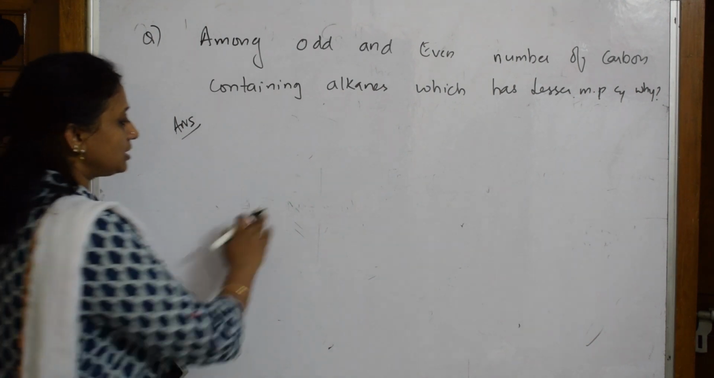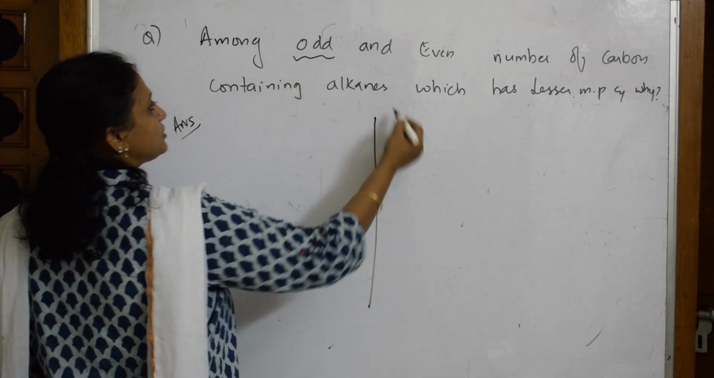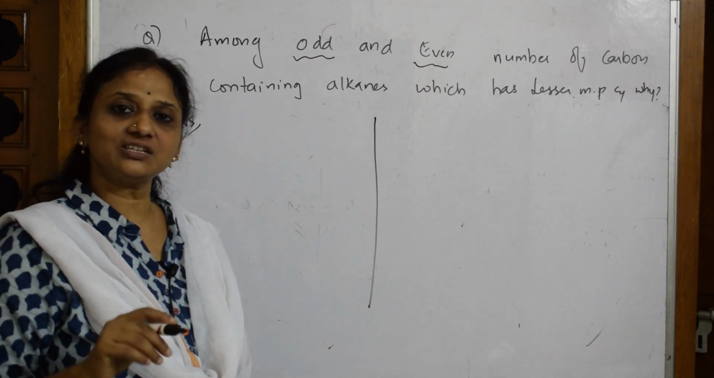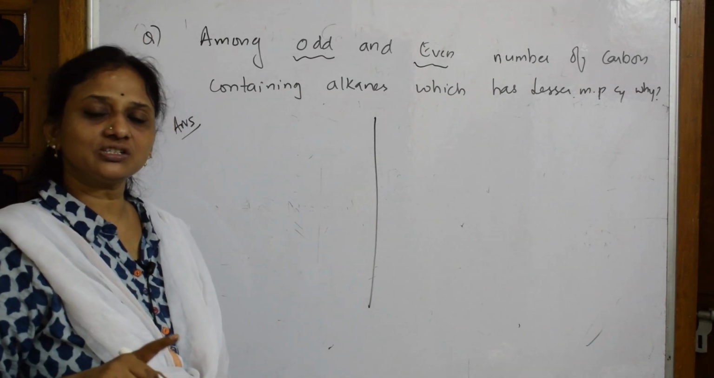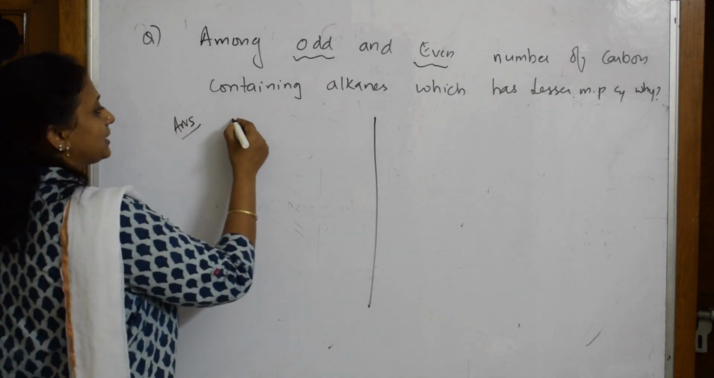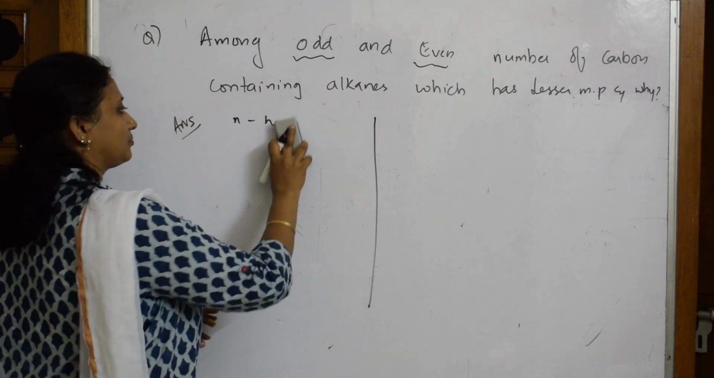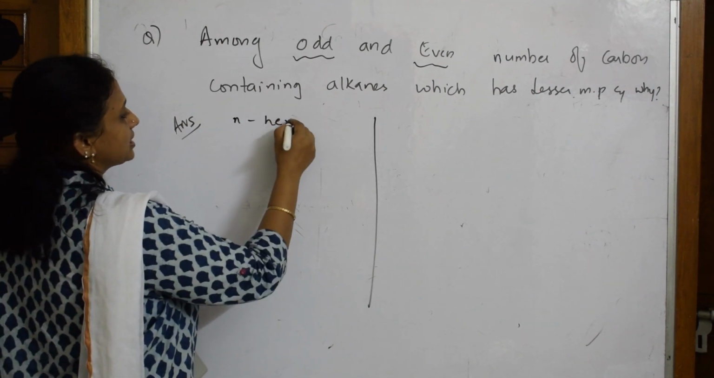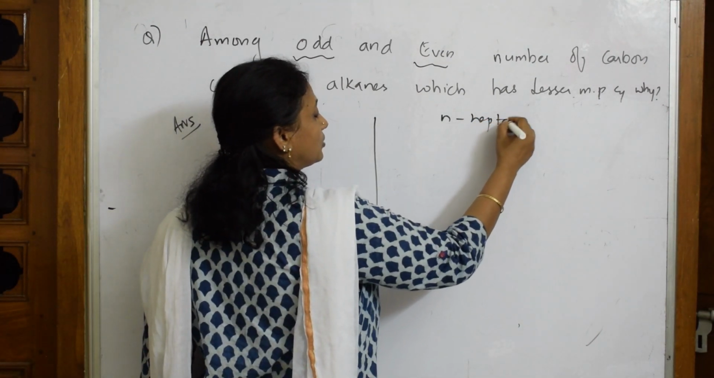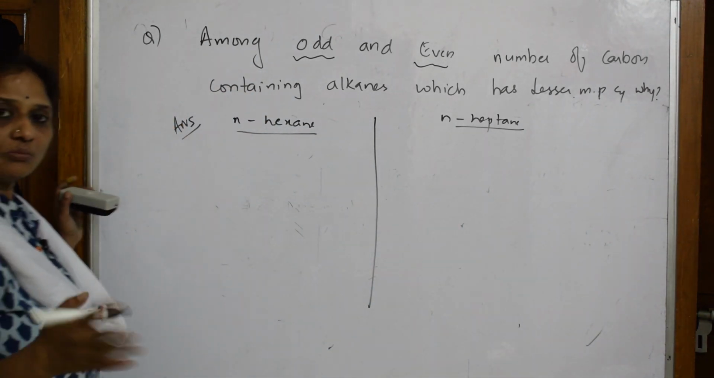So here they've given me two things. They say you need to compare between odd and even number of carbon atom containing alkanes. So I need to take an alkane which is odd in nature and one more which is even in nature, right? Suppose I take an example, let us take n-hexane and n-heptane. This is a very common example, so I picked it up. So what is n? Normal chain.